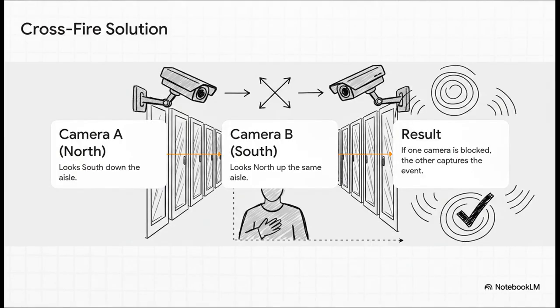So what do the pros do? They use this really clever and elegant strategy called Crossfire. It's simple. You put a camera at each end of the aisle looking towards the middle. That way, if a technician's body blocks the view of one camera while they're working, the other camera is guaranteed to capture exactly what their hands are doing. 0 blind spots. Problem solved.